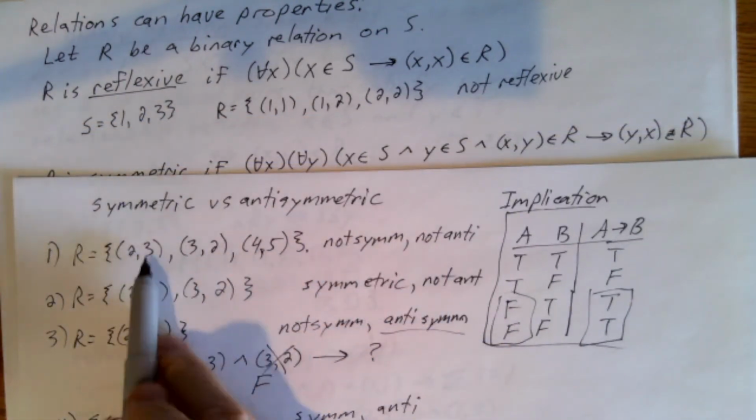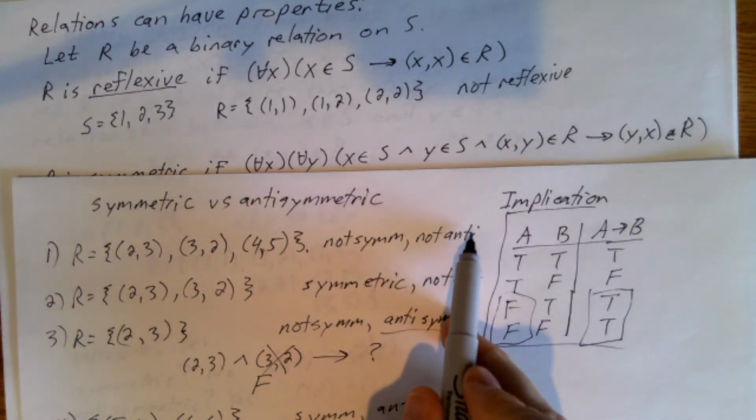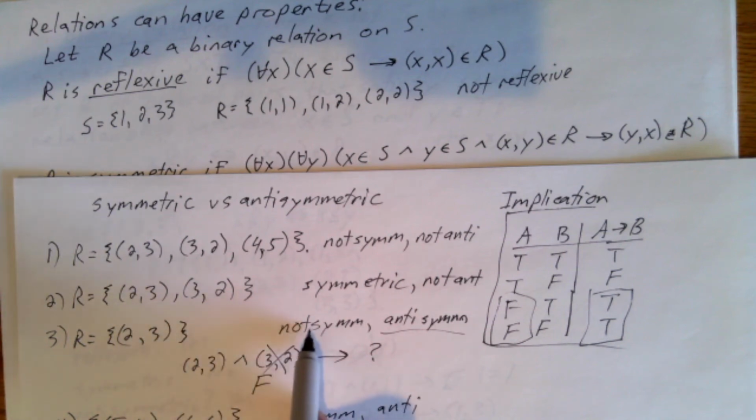So once again, the first example is not symmetric, and it's also not anti-symmetric. The second one is symmetric but not anti-symmetric. The third one is not symmetric, but it is anti-symmetric. And the last one is both symmetric and anti-symmetric.